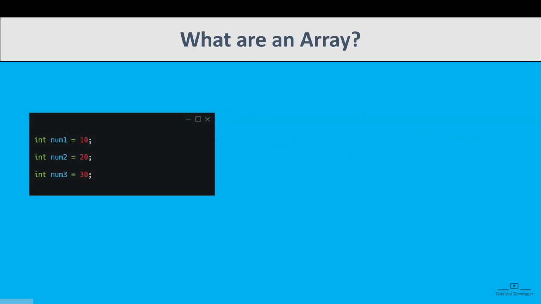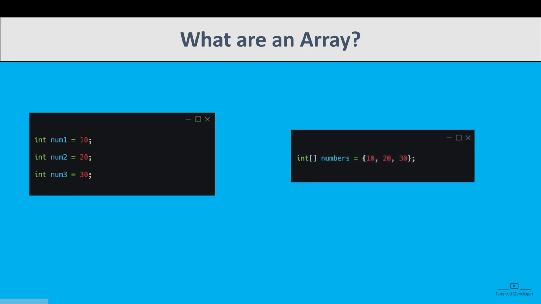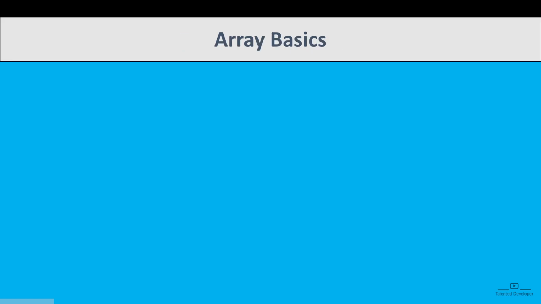Like that you can see. Suppose you want to store the values 10, 20, 30. The simple approach is that you create three variables like num1, num2, num3. But using an array, you can finish it in one variable, like you can see in this example. So let's try to understand the array basics.